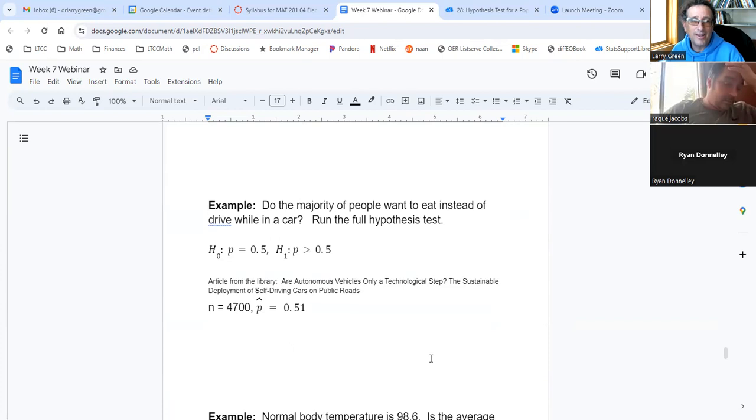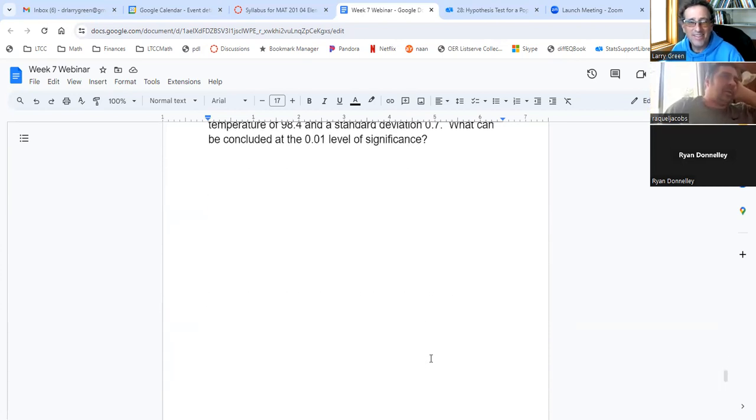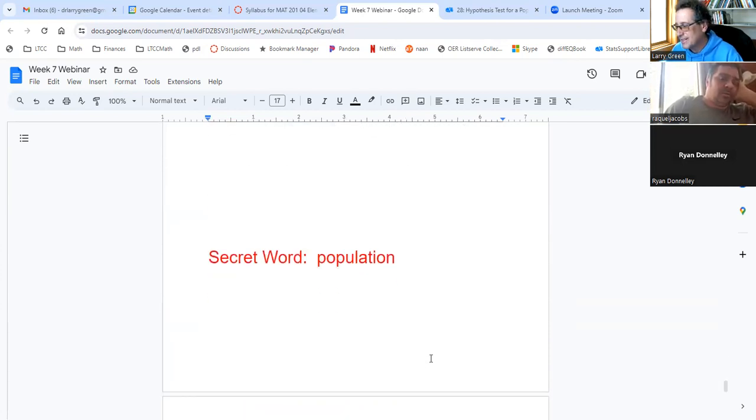Okay, I can't get through all these, so I had them just in case, but I can do the secret word. The secret word is population. And if you remember, that was an important word that you had to have when you're writing down the conclusion. Okay. By the way, the conclusion is you reject or fail to reject. Okay, that's different than asking. So if I say state the conclusion, do not state if the null hypothesis is true. That's not the conclusion. Got it?